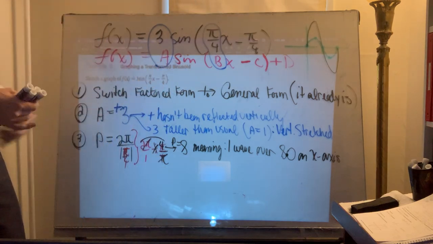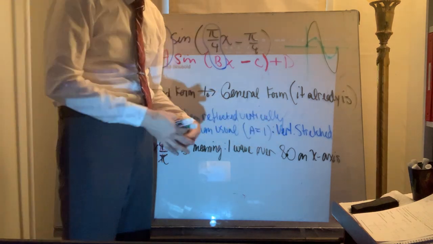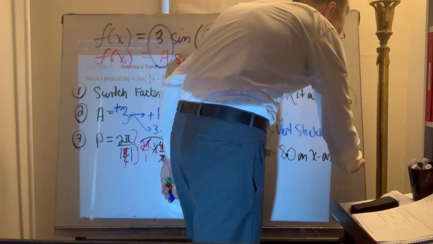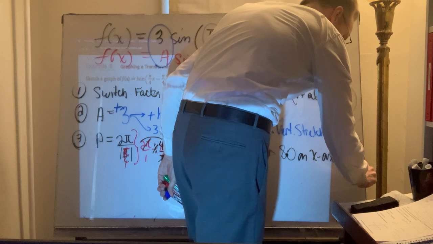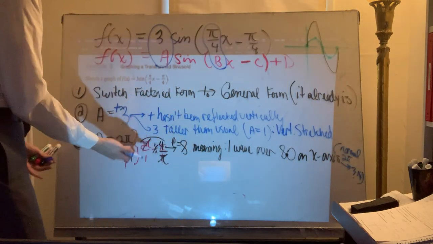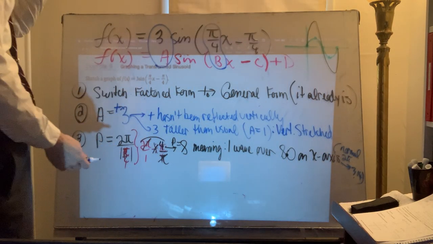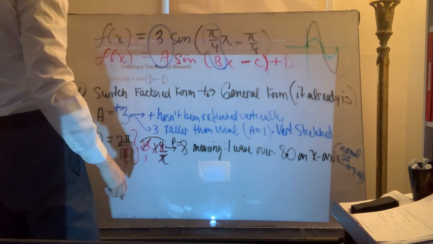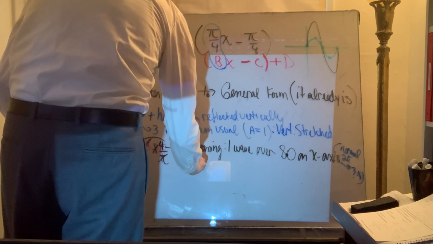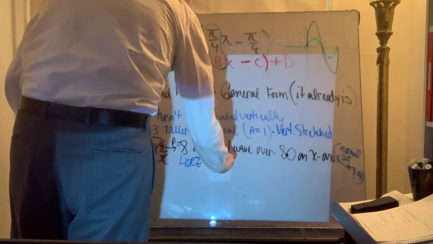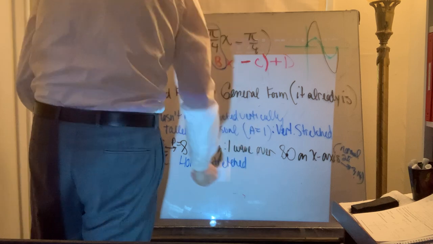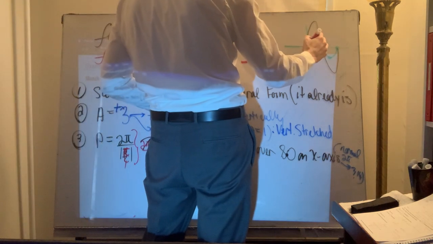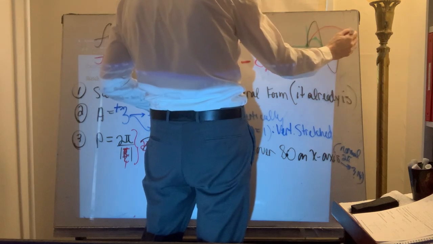If again pi is 3.14, normally it would be 2 pi, which is about 6.28. So this implies that it's horizontally stretched. You could tell that anyway because there's a figure here rather than the number 1. This is horizontally stretched. So, to add to this, it is going to be elongated.